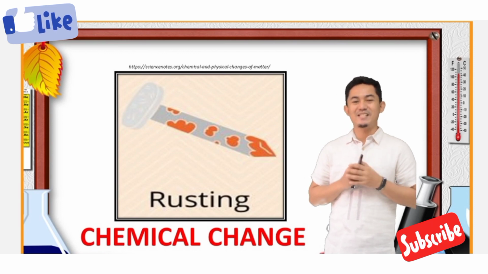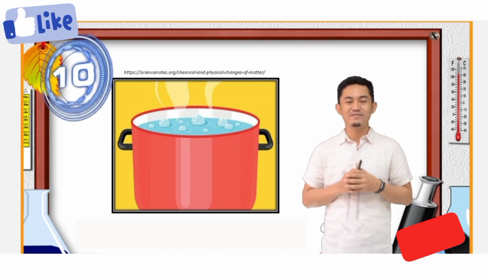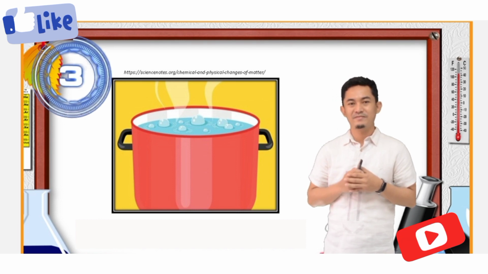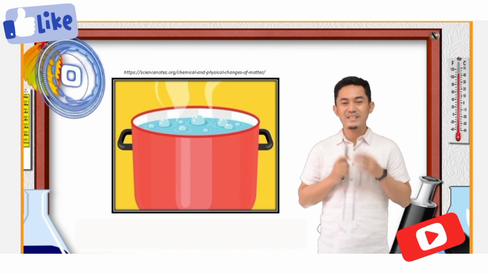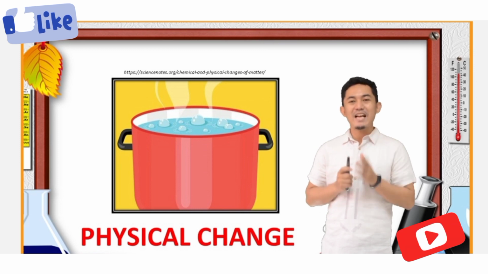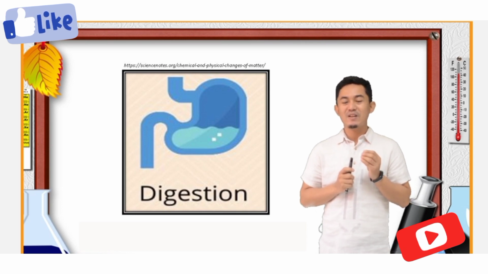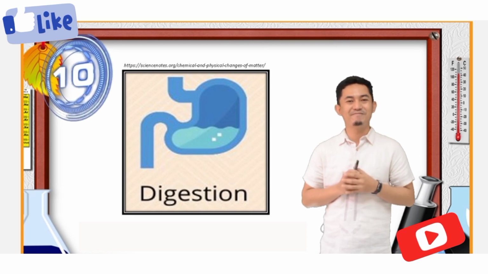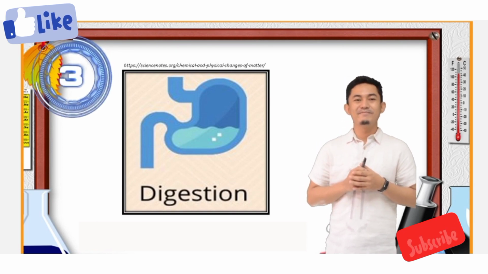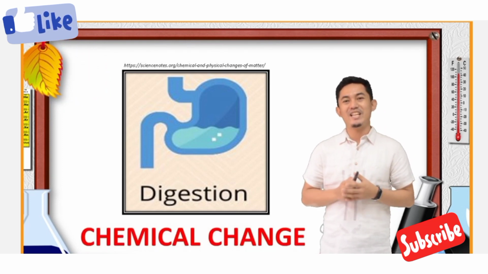Next picture is this. Boiling water. Is it physical or chemical change? Go! Okay, time's up. Exactly correct. It is physical change. And our last picture is digestion. What do you think? Is it physical or chemical change? Timer starts now. Time's up. Very good. It is chemical change.